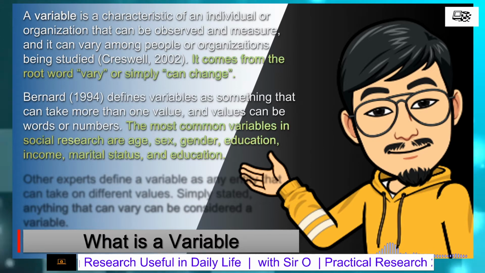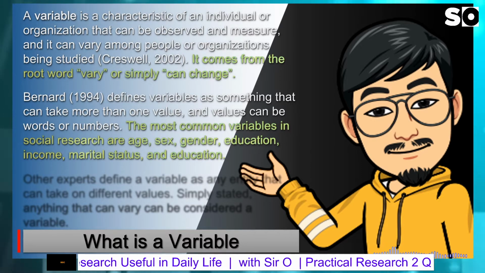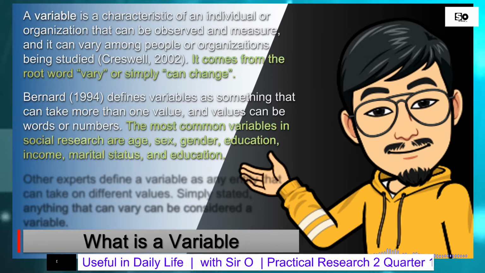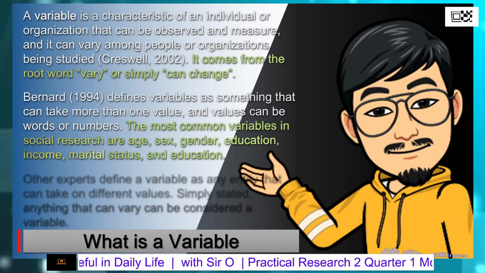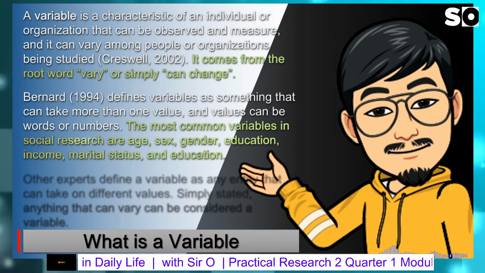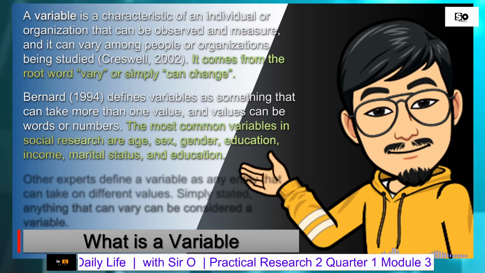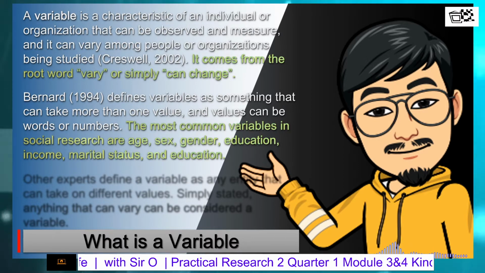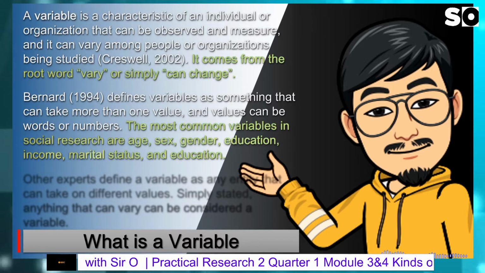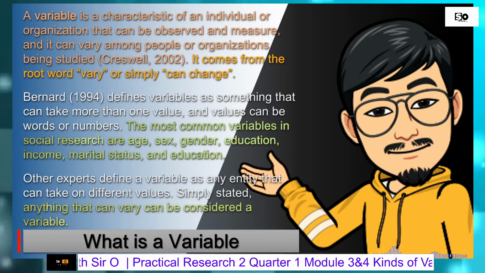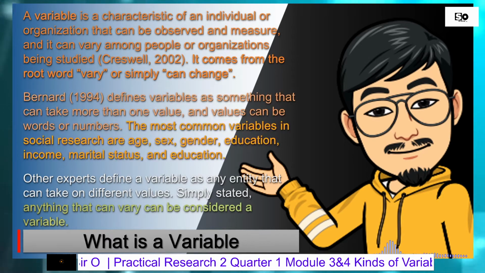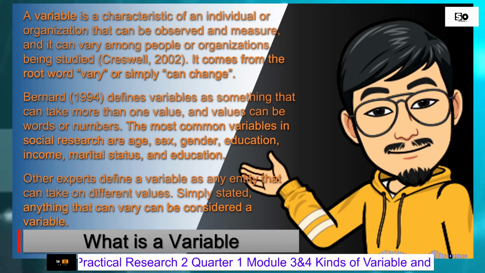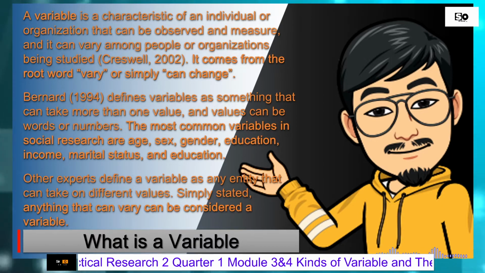From Bernard, 1994, defines variables as something that can take more than one value, and values can be words or numbers. The most common variables in social research are age, sex, gender, education, income, and marital status. Other experts define a variable as any entity that can take on different values. Simply stated, anything that can vary can be considered a variable.